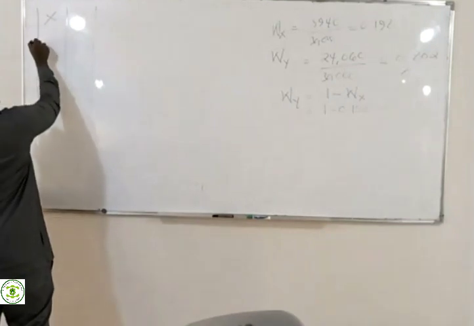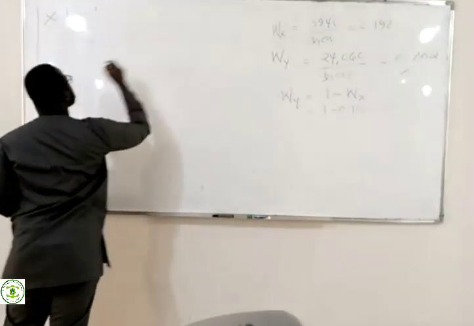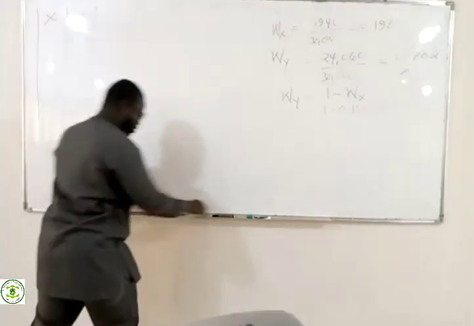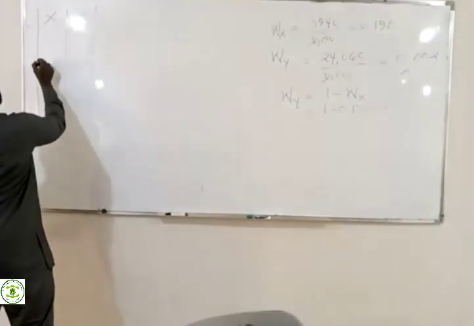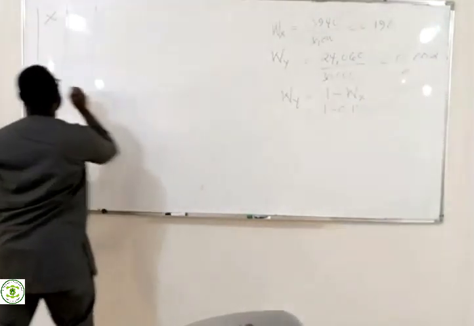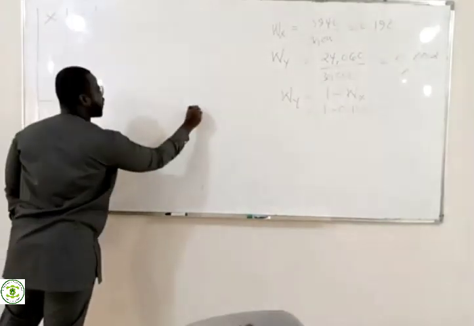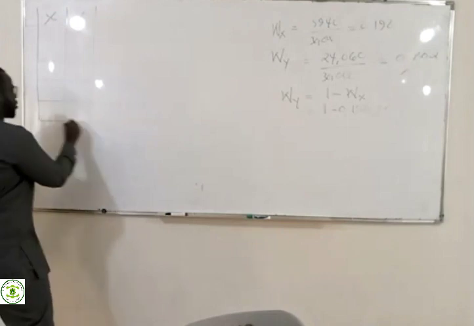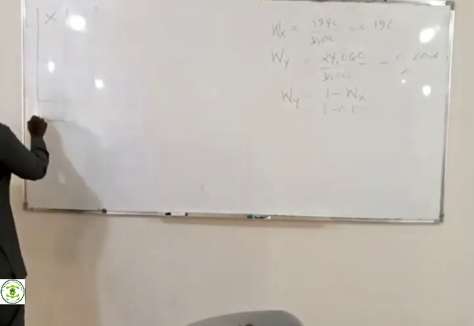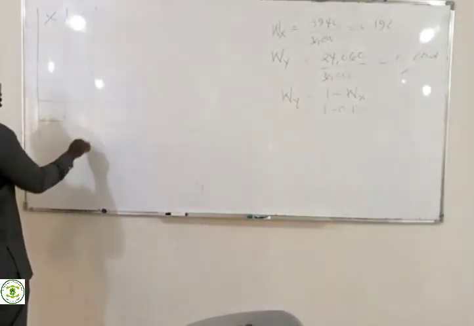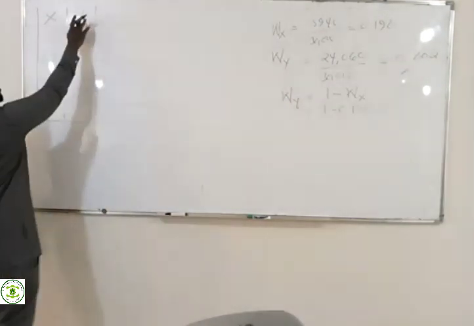So we can have 1, 2, 3, 4, 5. The last one will take care of the totals. So this is X, this is Y.